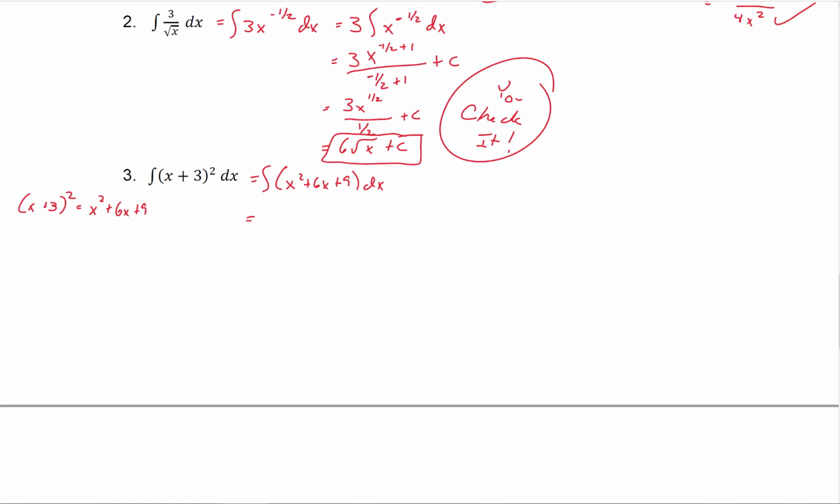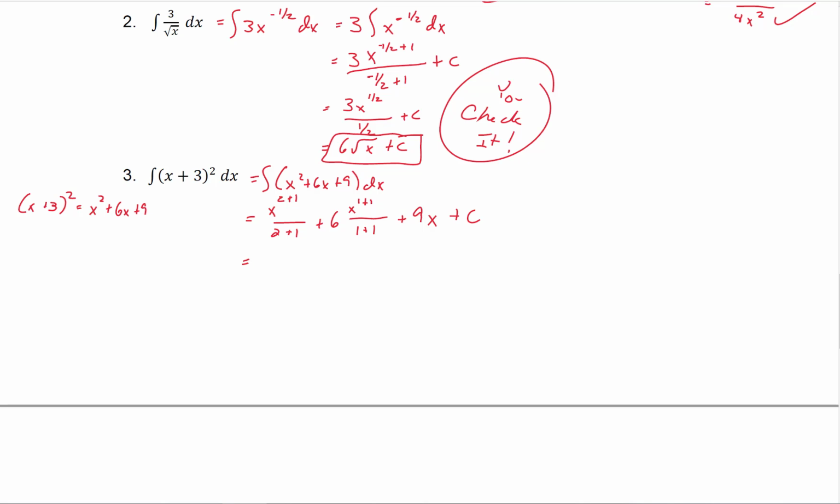So x squared becomes x to the 2 plus 1 over 2 plus 1. Plus 6x to the 1 plus 1. So remember, if you don't see a power on the x, assume it's 1, right? Over 1 plus 1. Plus, and the integral of 9, that's 9x to the 0. So that's going to become 9x plus c.